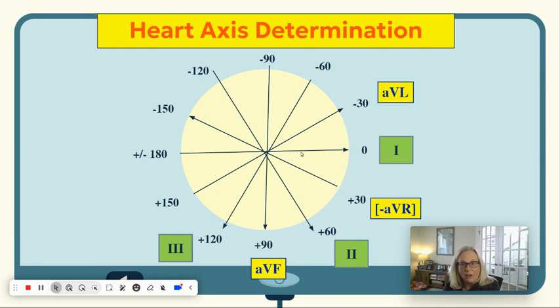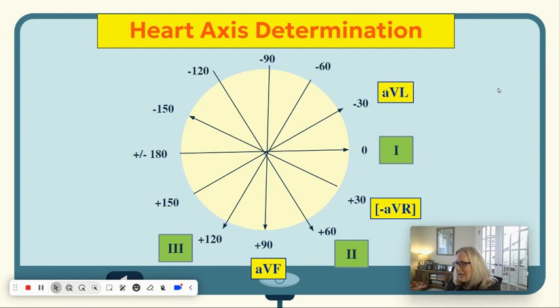So if I took a heart and I stuck it right in the center here, and the apex is pointing down this direction, say it's pointing right here, then the heart axis would be positive 30. Okay, now notice that if it was pointing kind of down, it would be positive 90. So notice that there are six limb leads here, augmented, and leads 1, 2, 3, and our augmented leads all coincide with different angles here.